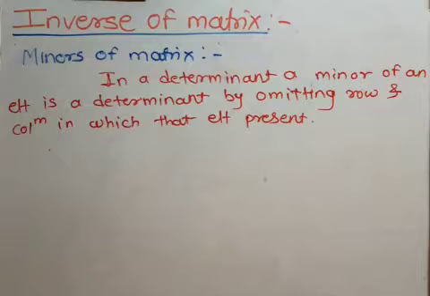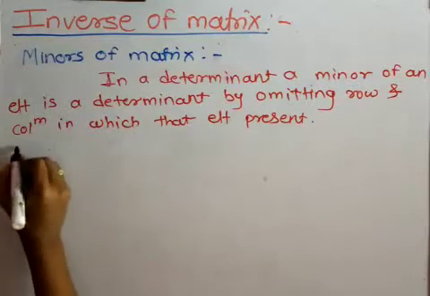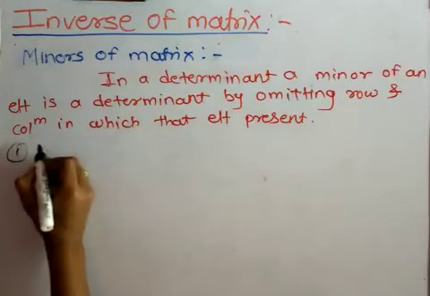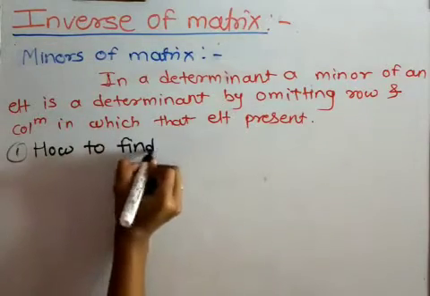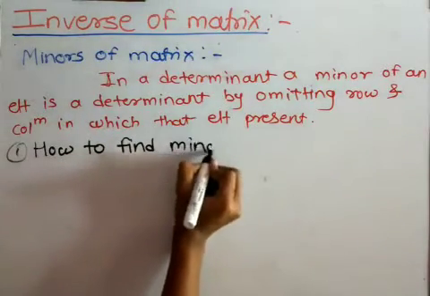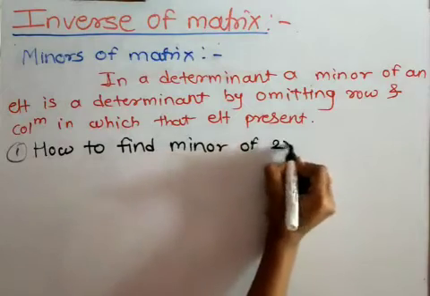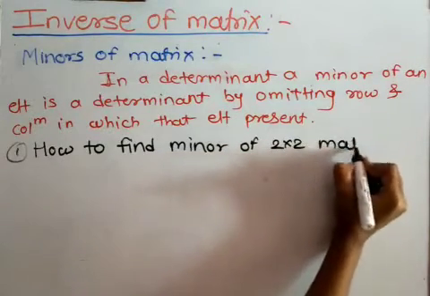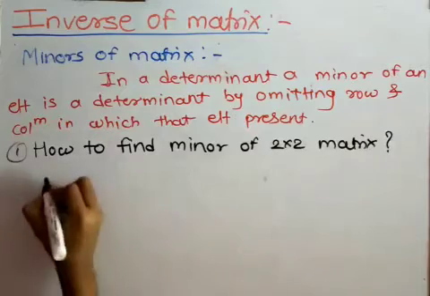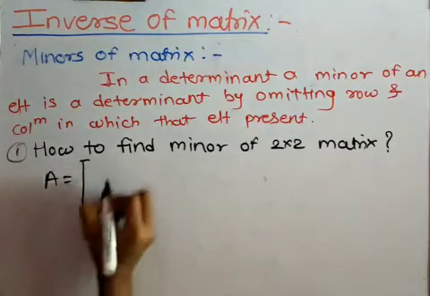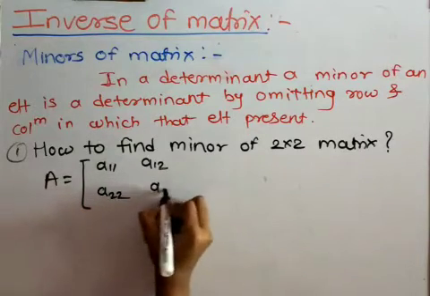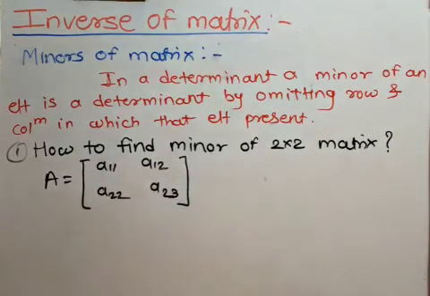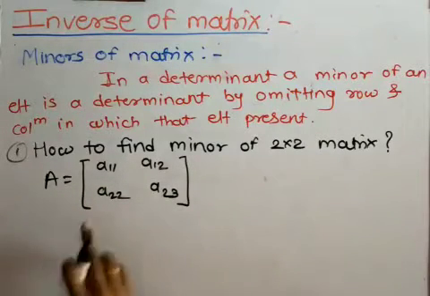which that element is present. Now, first we will see how to find the minor of a 2 by 2 matrix. Okay, suppose A equals A11, A12, A21, A22. So first we want to find the minors of this 2 by 2 matrix A.